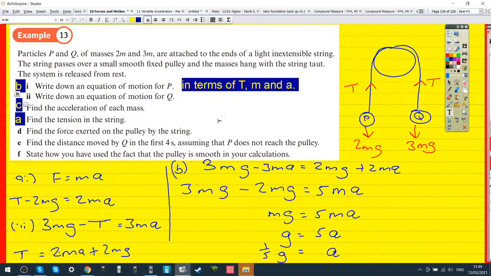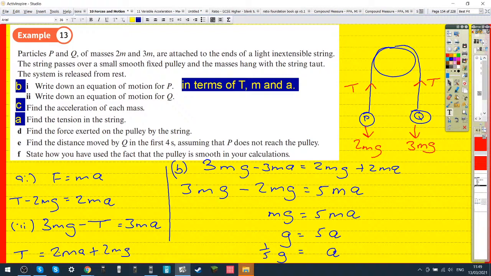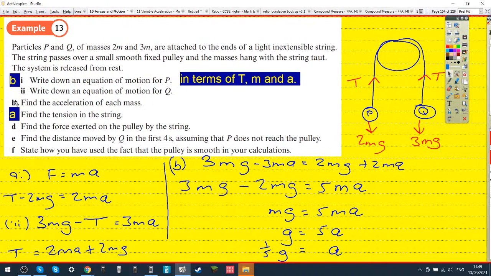So we want the tension. Would you use F equals ma again? Yep, and we already know what a is. F is 2mg and 3mg, but we only need to use one, don't we? We might need both, but we'll see. Could you just use 3mg minus T equals 3m times a, which is a fifth g? Okay, so.